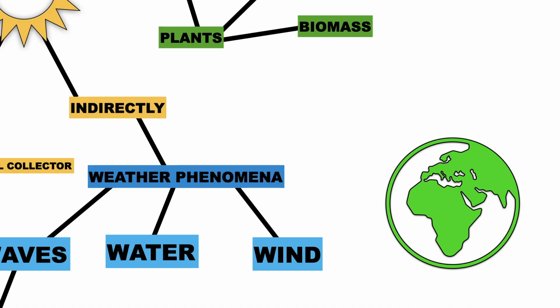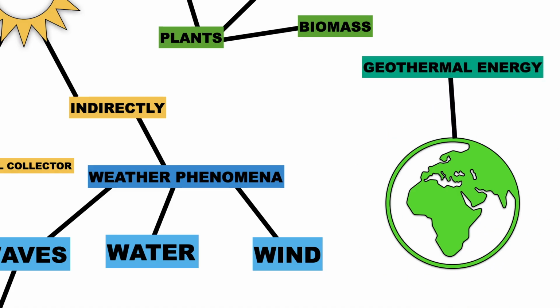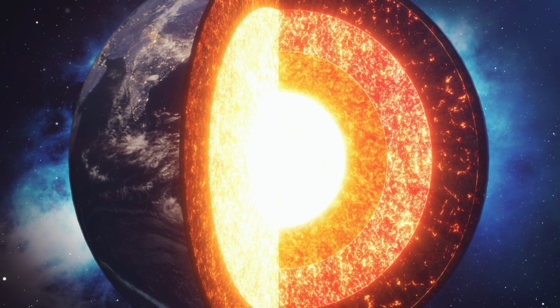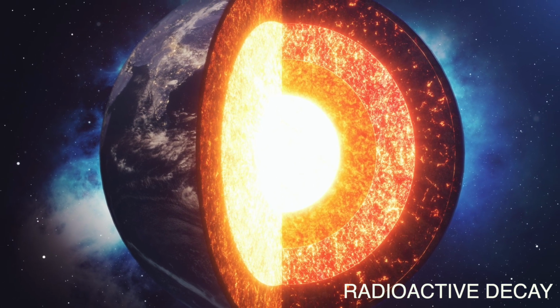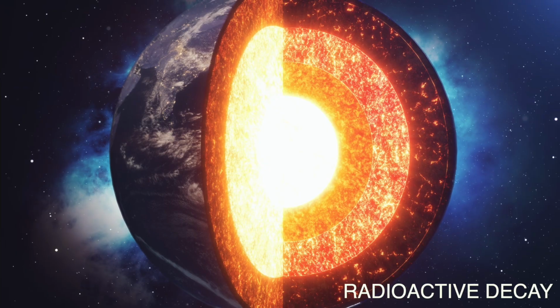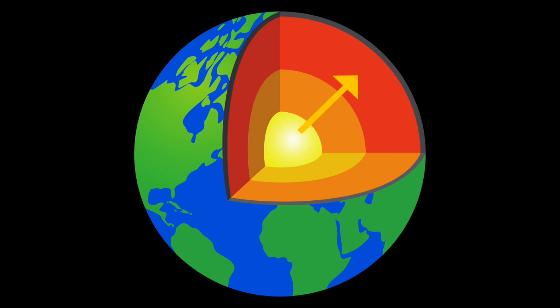Another source of energy is the Earth itself, where the heat from the core of the Earth can be utilized. This heat originates from the decay of radioactive elements at the vast pressures of the center of the Earth's core, where it radiates outward slowly through the mantle and the crust.